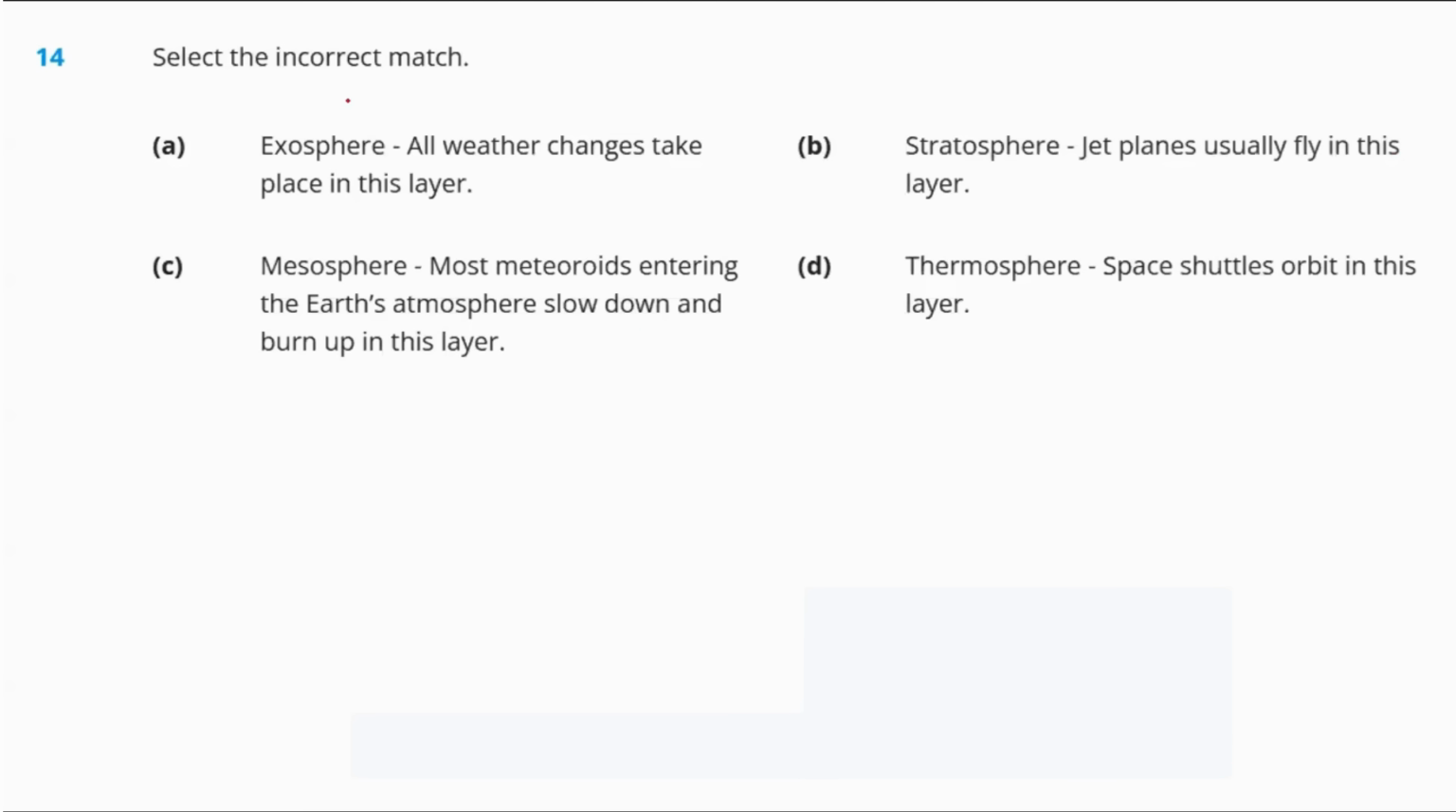Next question, select the incorrect match. So we need to find the incorrect match over here. Exosphere: all weather changes take place in this layer. Stratosphere: jet planes usually fly in this layer. Mesosphere: most meteoroids entering the Earth's atmosphere slow down and burn up in this layer. Thermosphere: space shuttles orbit in this layer. So everybody, the incorrect match is option number A, as the exosphere is the outermost layer where everything escapes into space.